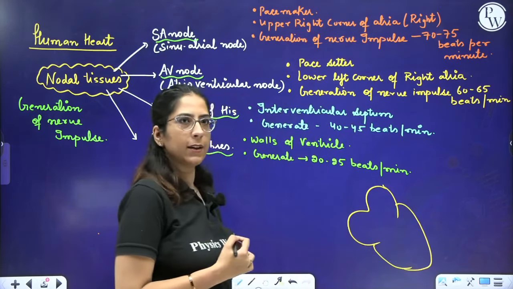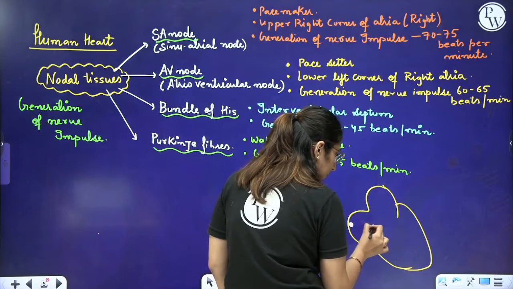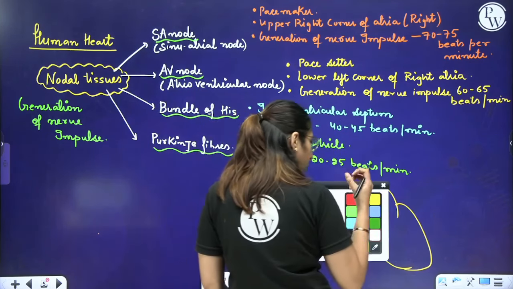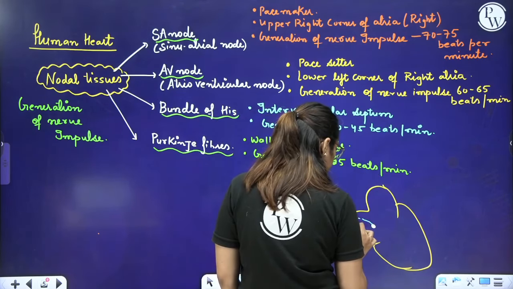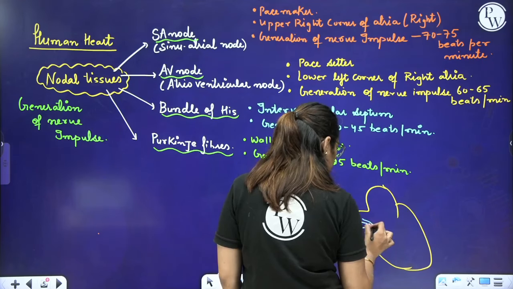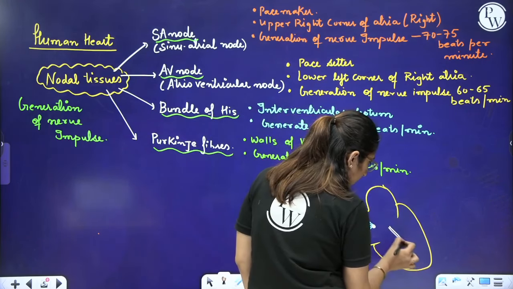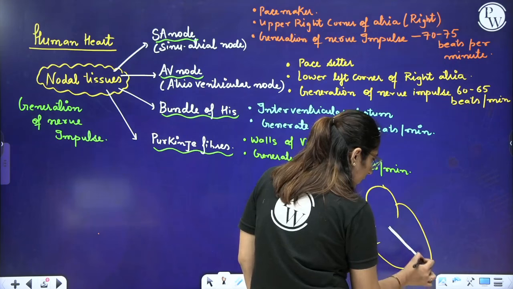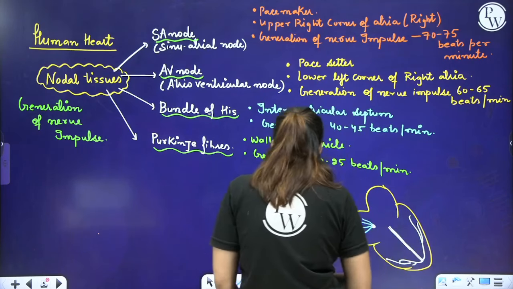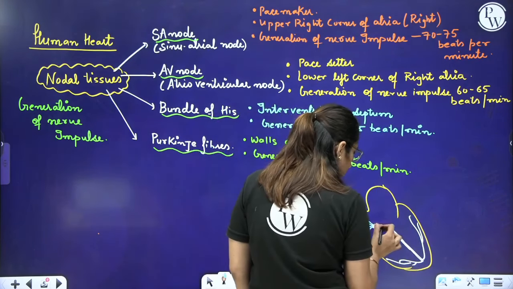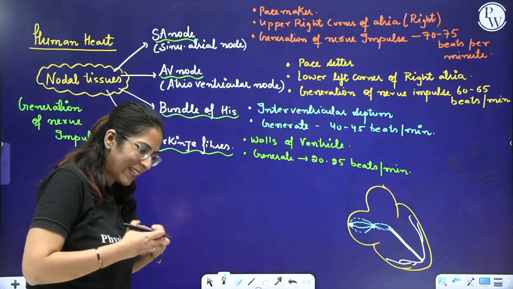This is how a heart looks like. Here we are having SA node. Then we are having AV node. Now SA node, once it is depolarized, it will send the signal over here. There are some fibers present. Signal to the AV node. AV node will send a signal to the bundle of His. They will be present over here, interventricular septum, and here we are having Purkinje fiber. So now they will send these signals, and this is how the contraction occurs. So it leads to the contraction of the ventricle.